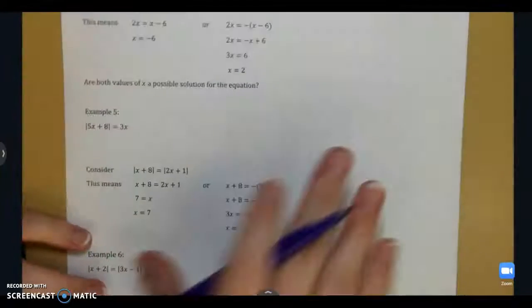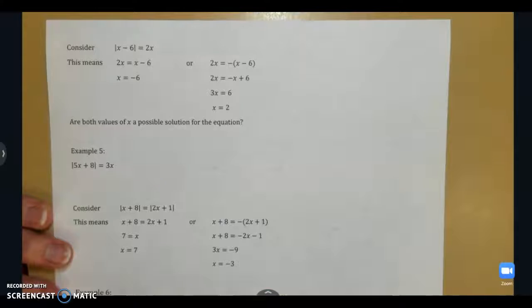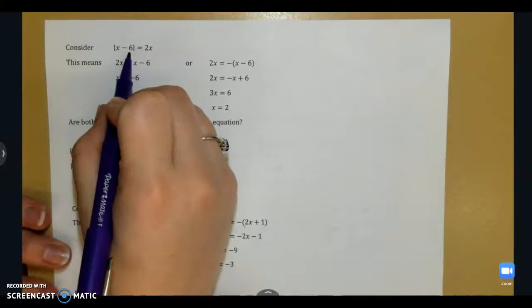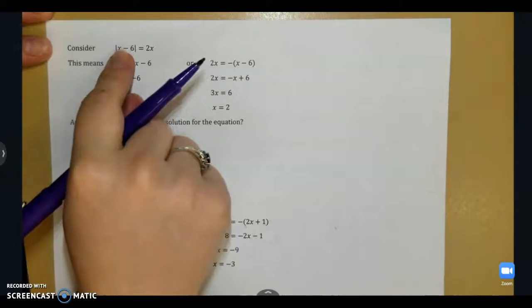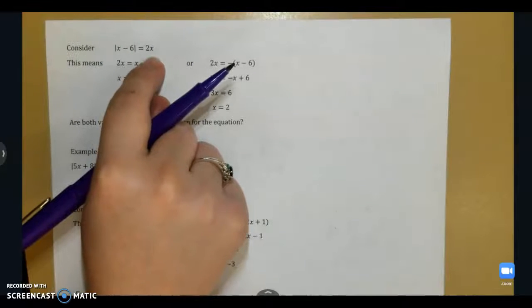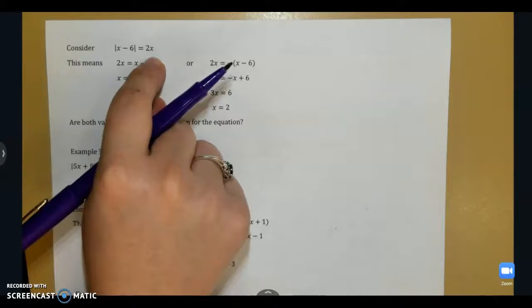Moving on to the back side. Here, I have that the absolute value of x minus 6 is equal to 2x. So remember, that means I'm looking for values of x that would give me a number 2x away from 0 on the number line.